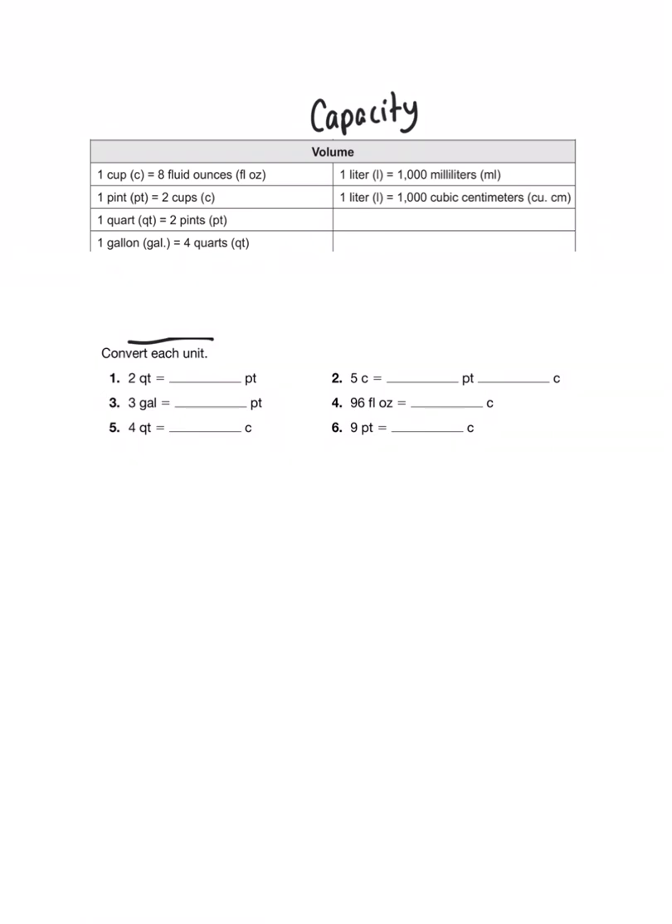Okay, so if we're going to convert, let's look at number 1. We're going to convert 2 quarts to some number of pints. If you're ever wondering which is bigger, a quart or a pint, take a look at your conversion chart for clues. So here I can see that there are 2 pints in 1 quart. If I can fit 2 pints in 1 quart, that tells me that pints are smaller than quarts.